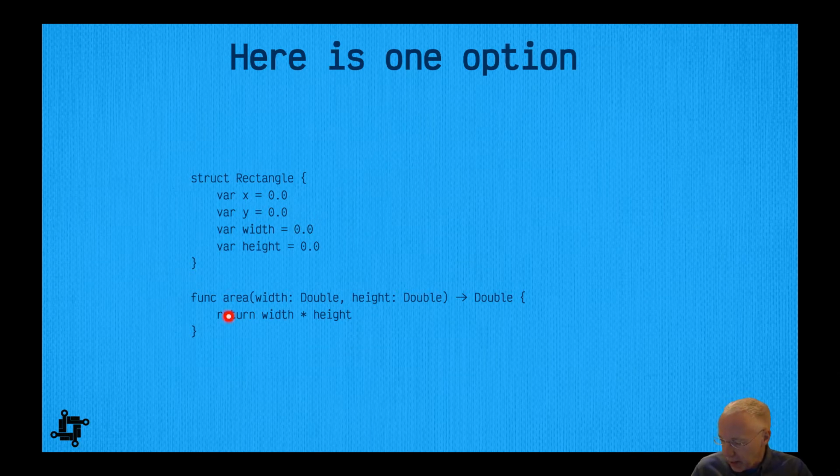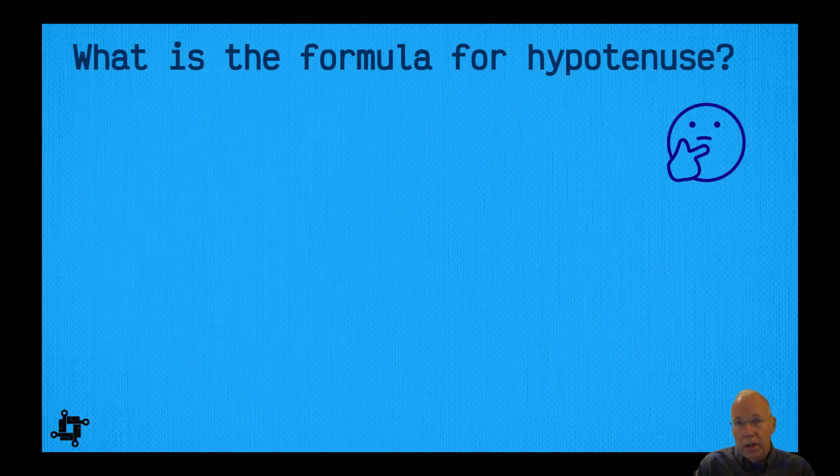Then we declare a function outside of this struct, basically just a free-floating function here called area. And area basically takes in a width and it takes in a height, and then it returns a double. And the calculation to do that is quite easy. It's right here. It's just returning width times height. Now, the second one is hypotenuse.